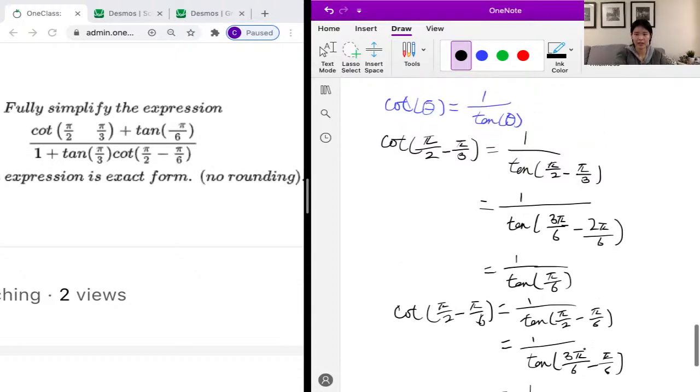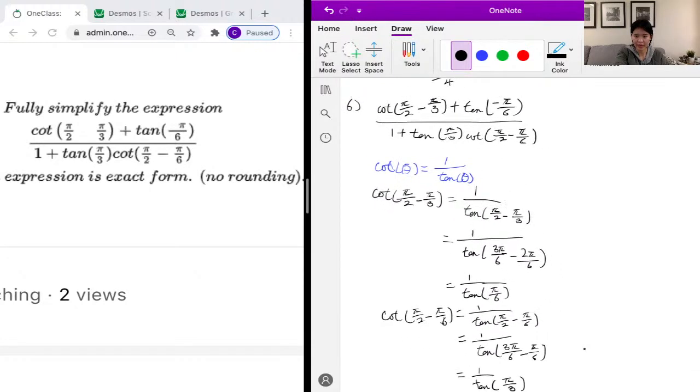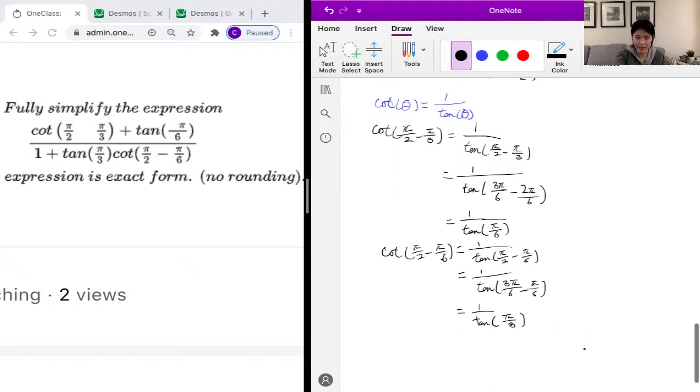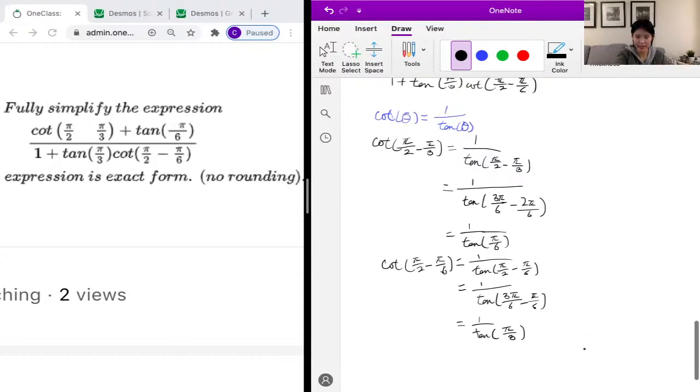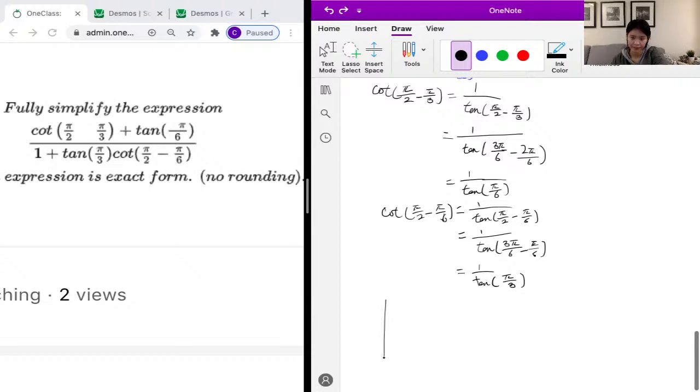Okay? So now we need to find the exact value of tangent of pi over 3, tangent of negative pi over 6, and the tangent of pi over 6, which means that we will need our special triangle right over here. So we need the 30, 60, and 90 degrees special triangle. This is 30 degrees. This is 60 degrees. Oh, I'm sorry. It's the opposite.